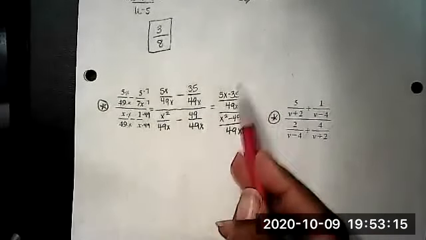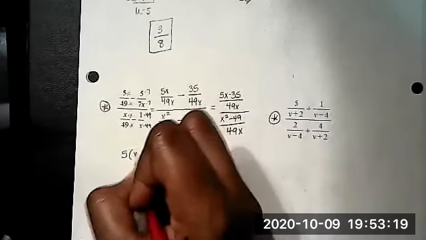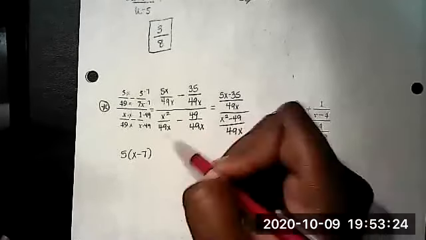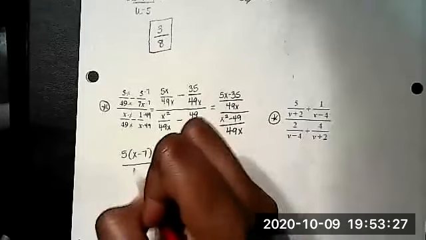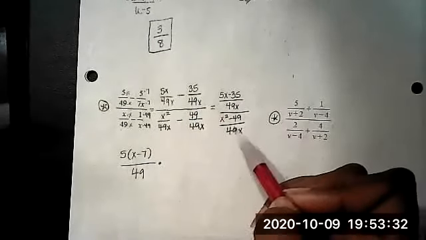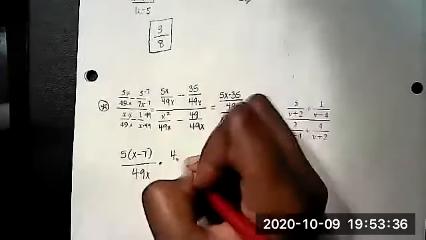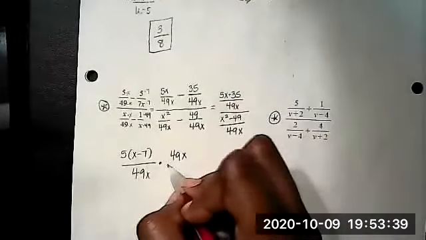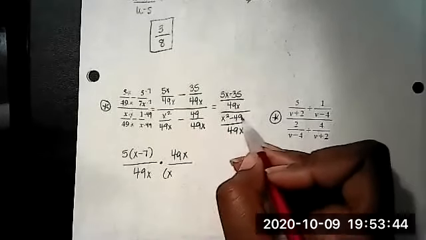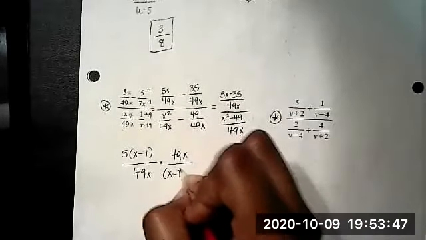Okay. We can actually bring this down. 5 parentheses x minus 7. How do we know? We found the greatest common factor between those is 5, over 49x, times, now because it's divided here, times the reciprocal, which is 49x over x squared minus 49. What is this? Perfect square with a minus in between. Difference of squares. X minus 7, x plus 7.